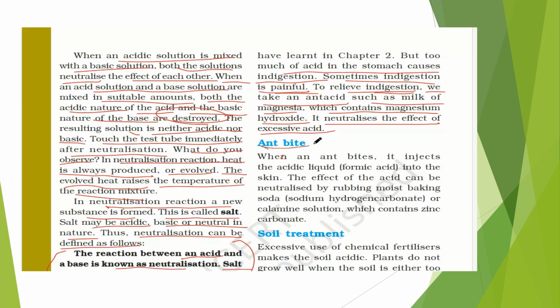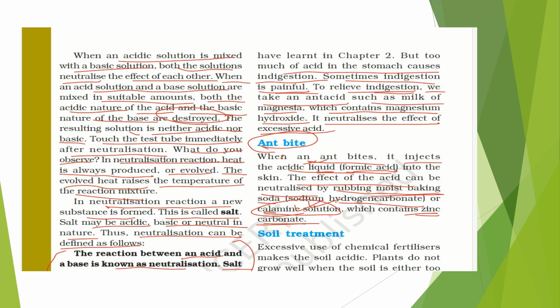Now next comes ant bite. When an ant bites, it injects an acidic liquid, that is formic acid, into our skin. The effect of the acid can be neutralized by rubbing moist baking soda solution or calamine lotion. So we mostly use calamine lotion, which contains zinc carbonate, which neutralizes the effect of formic acid which is present in the ant bite.